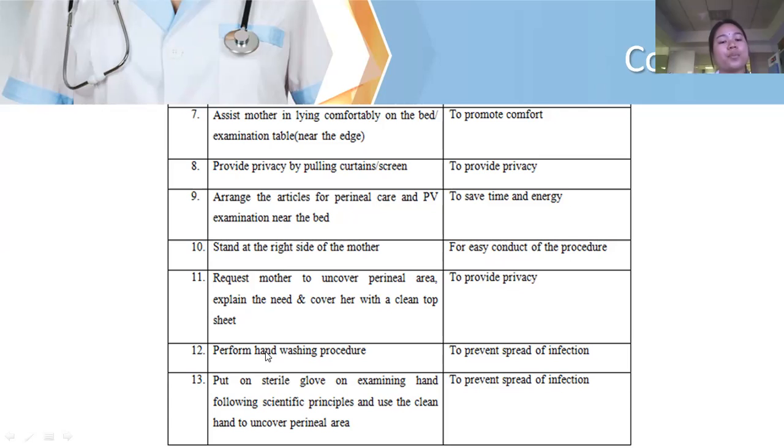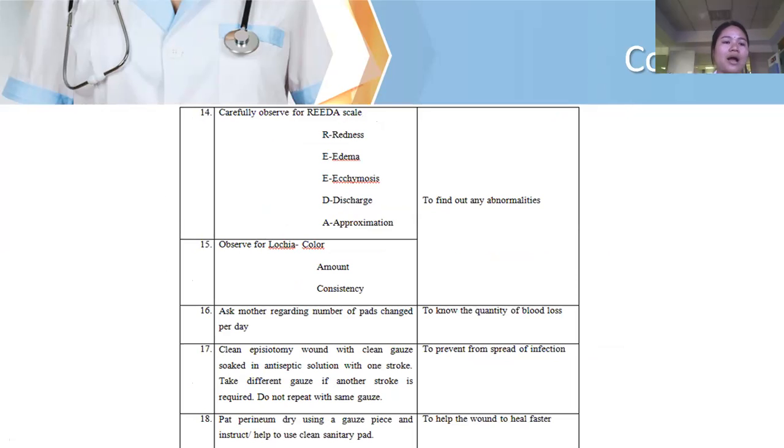The next is to perform the hand washing procedure to prevent the spread of infection. Then put on the sterile glove on the examining hand, following scientific principles, and use the clean hand to uncover the perineal area. This will help to prevent the spread of infection. After uncovering the perineal area, we should carefully observe the REEDA scale. As we mentioned, what is the full form of REEDA, and this will help to find out any abnormalities.